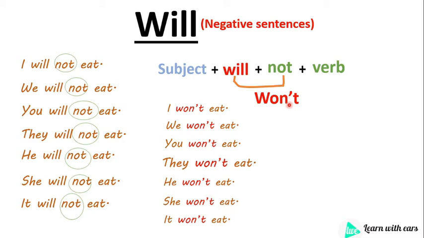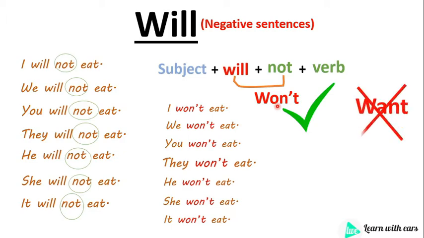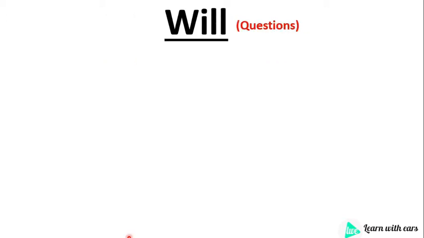Now remember, we have to pronounce won't. Okay? Won't. Not want. Want is different. Okay? We have to pronounce won't, won't. Now let's see how to ask questions in future simple tense.